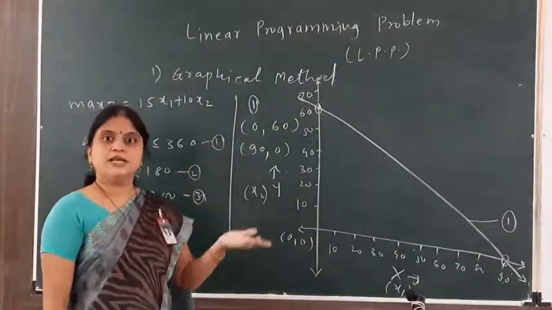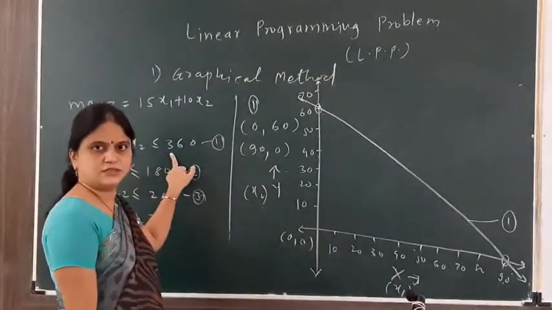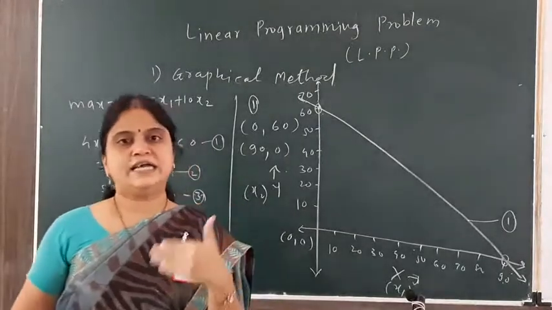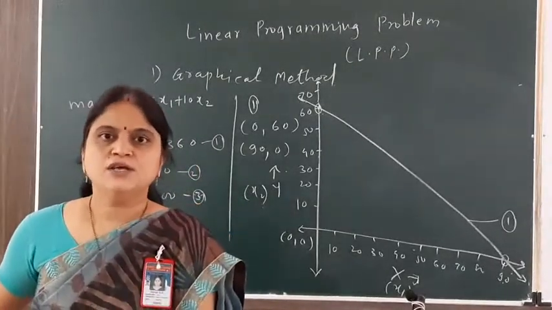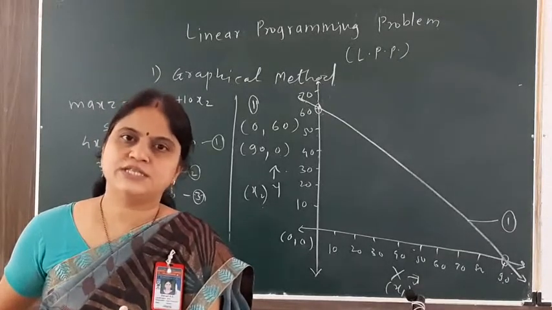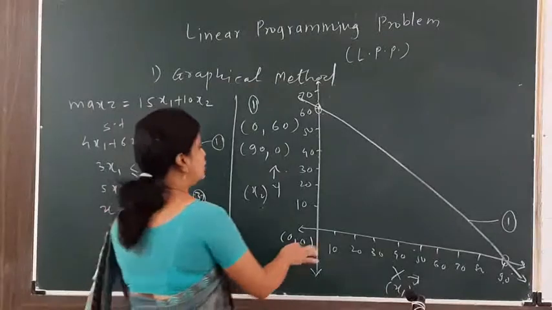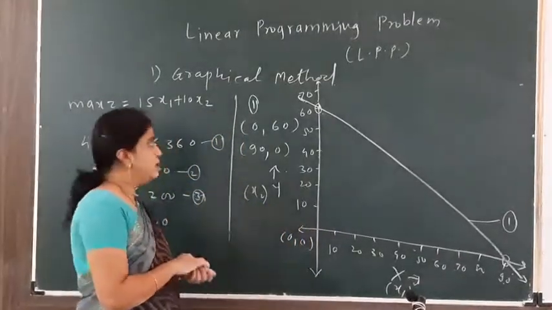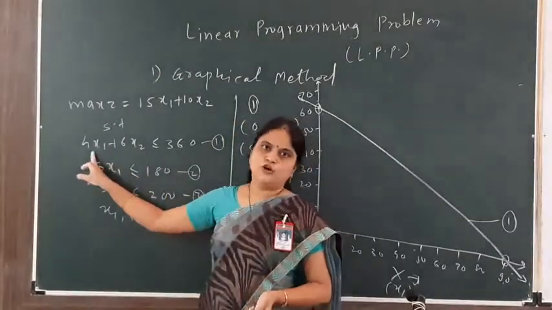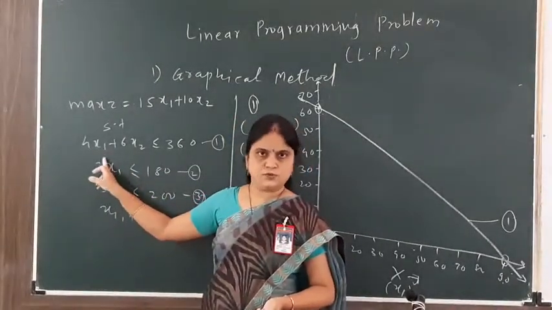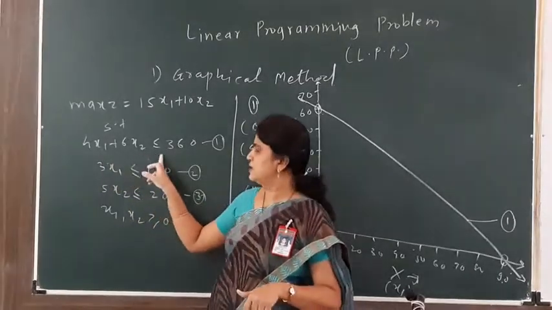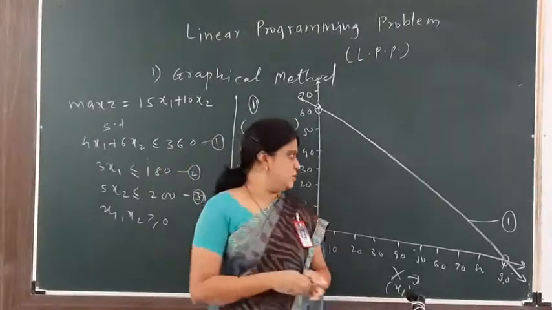Now see, what is the area? I can use this sign, less than or equal to sign. Okay. So less than or equal to sign means I need to find the area under this line which gives me the answer as less than or equal to 360. So what is the region? See, if I put the values as 10 and 10, then I can put the value of x1 as 10 and x2 as 10. So what is the answer? 4 into 10, that is 40, plus 6 into 10, that is 60, 40 plus 60, that is 100. So 100 is less than or equal to 360. Okay, fine. So this region.